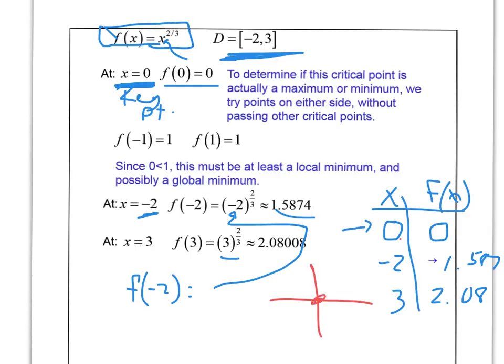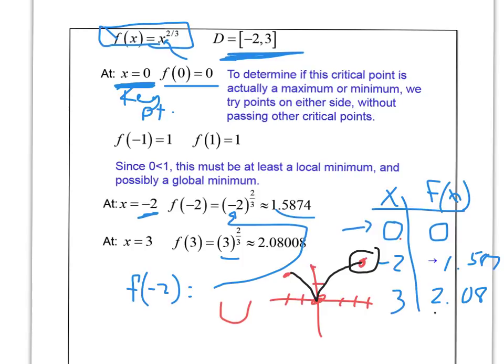Now, if I create a very brief sketch, I know that 0 is 0. I know that negative 2 is 1.5 something. And I know that 3 is 2.08. So now I could do something bad, and that is just connect these 3 dots with a parabola. But if you remember correctly, the derivative at 0 was undefined, so it's more likely to have some sort of weirdness going on in the middle with a corner or a cusp.